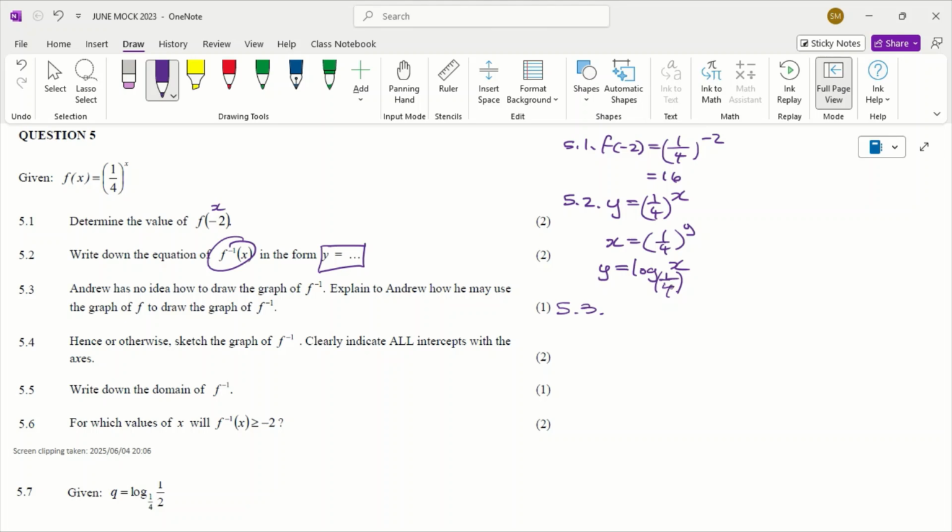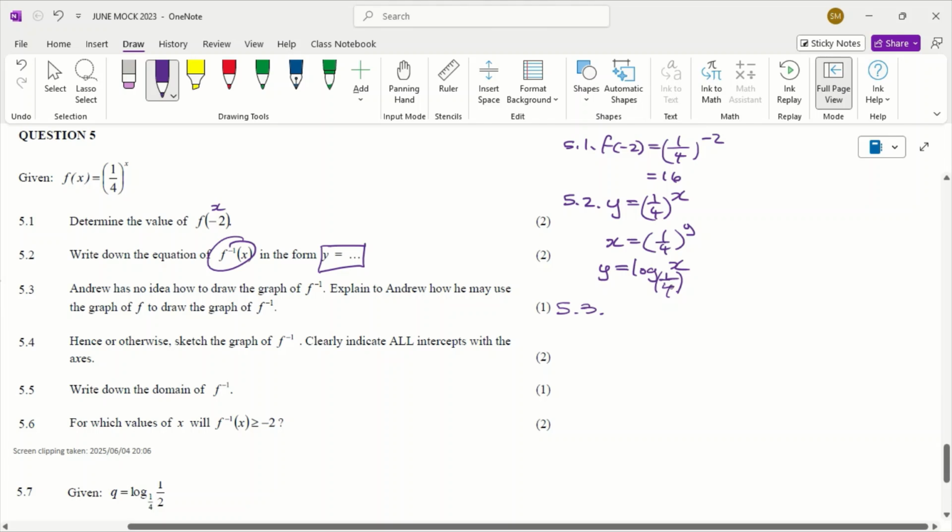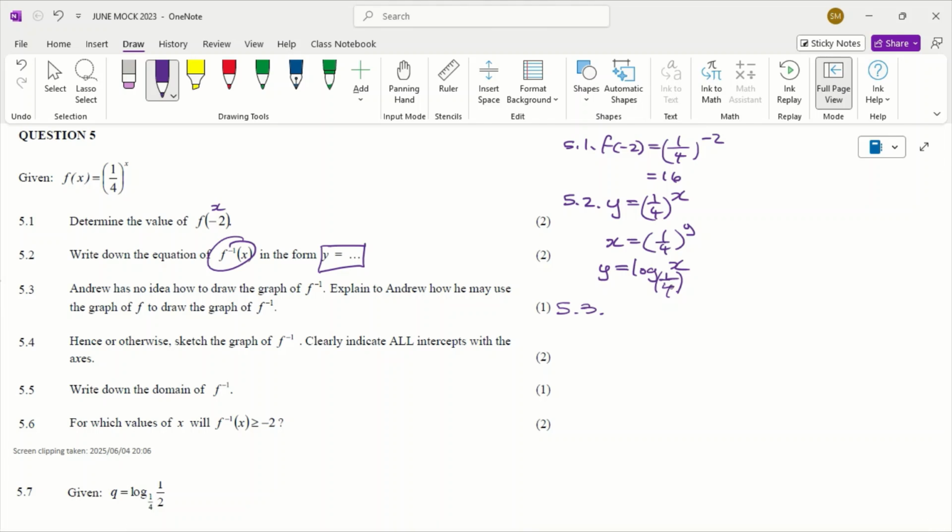So what you can say to Andrew, a hypothetical learner, is that f of x is symmetrical about the line y is equal to x. So you need to reflect the function f of x along the line y is equal to x. That's how you can explain it. And I can see that 5.4 is asking for us to do exactly that.